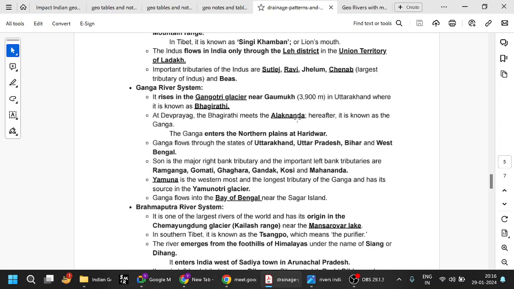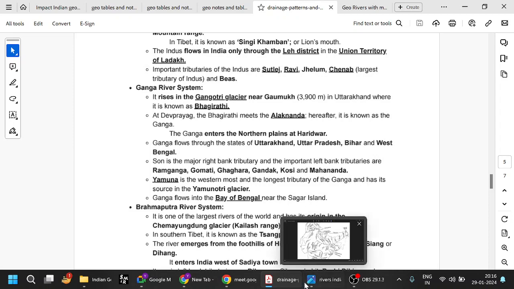So Bhagirathi meets Alakananda at Devprayag, and hereafter it is known as Ganga. The Ganga enters the northern plains at Haridwar. Keep that in mind. Ganga flows through the states of Uttarakhand, Uttar Pradesh, Bihar, and West Bengal. We've just seen the map. Son is the major right bank tributary and the important left bank tributaries are Ramganga, Gomati, Ghaghara, Gandak, Kosi, Mahananda.